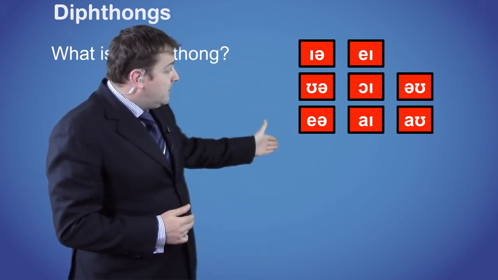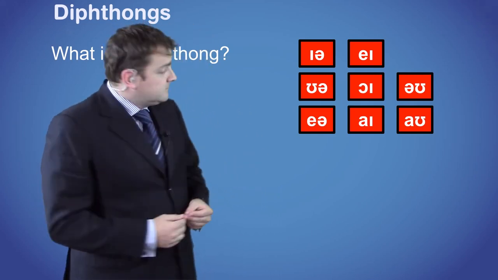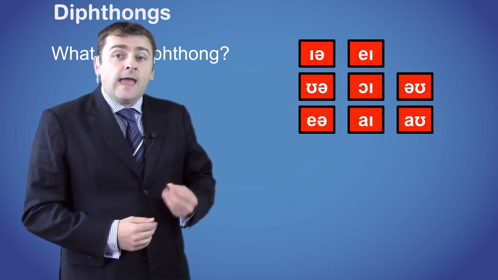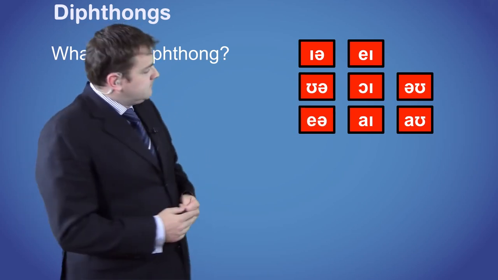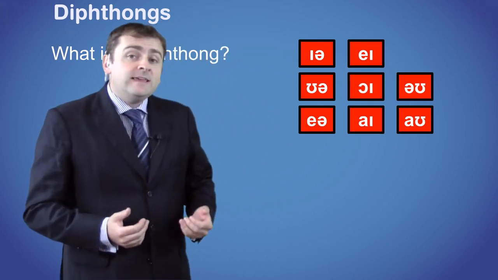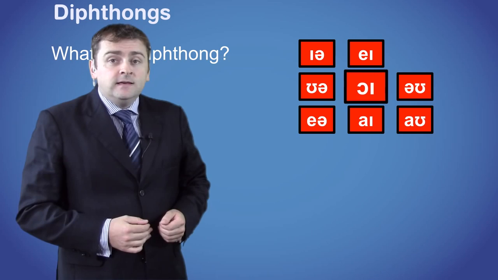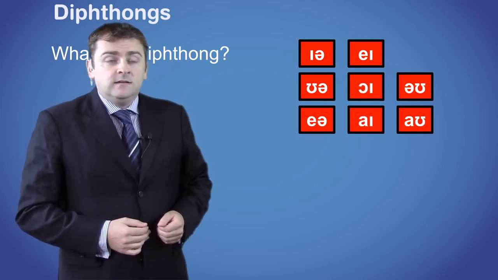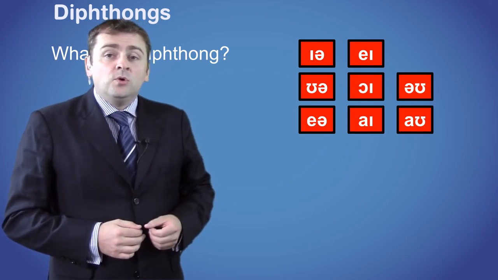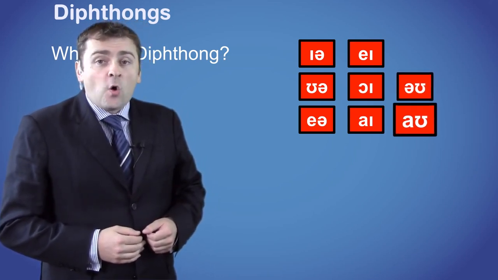In the first column, each sound ends with a schwa sound: ear, ua, and air. In the second column, each sound ends with an e sound: A, oi, and I. And in the third column, each sound ends with a u sound: O and ow.